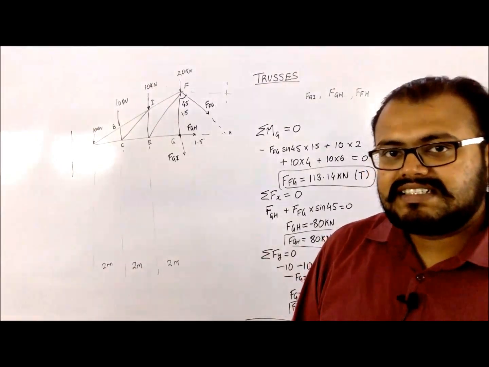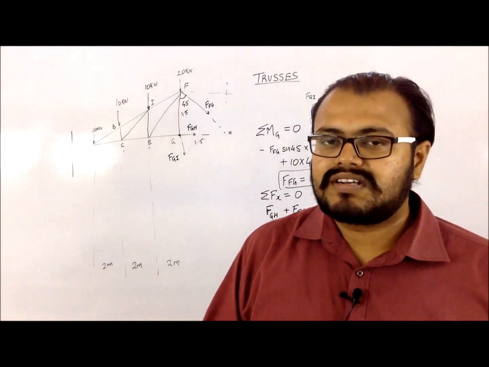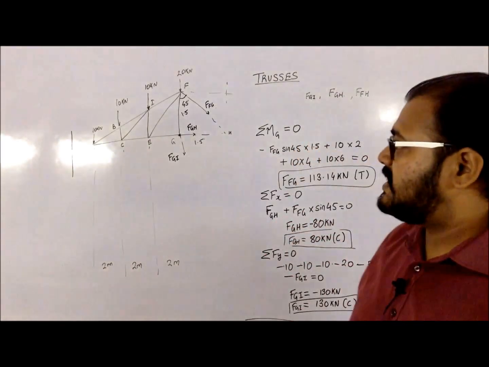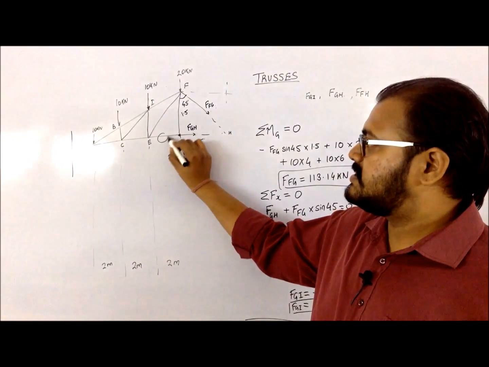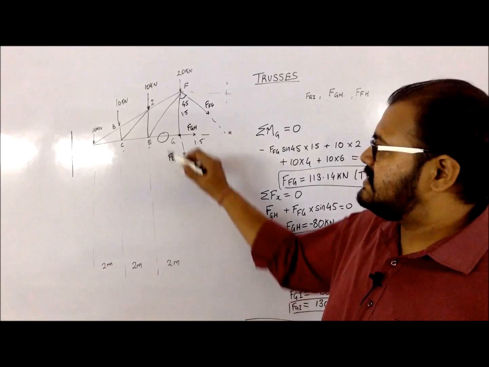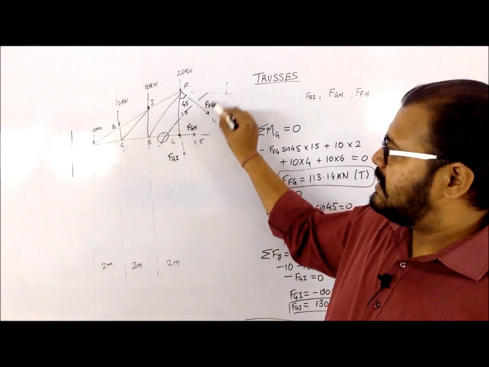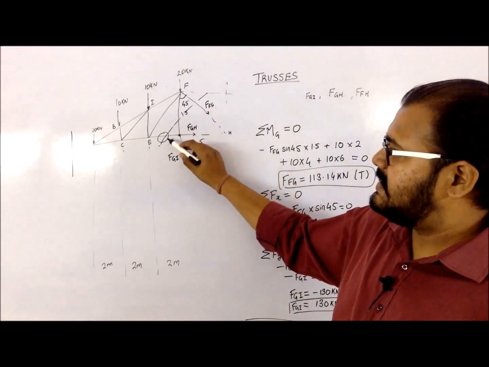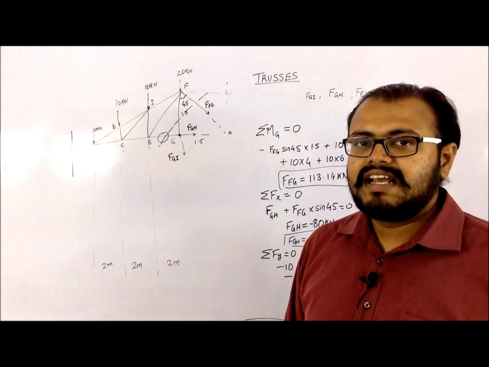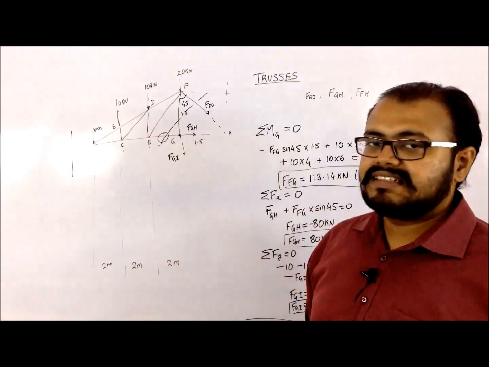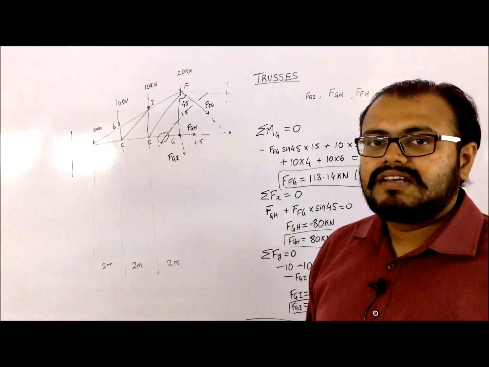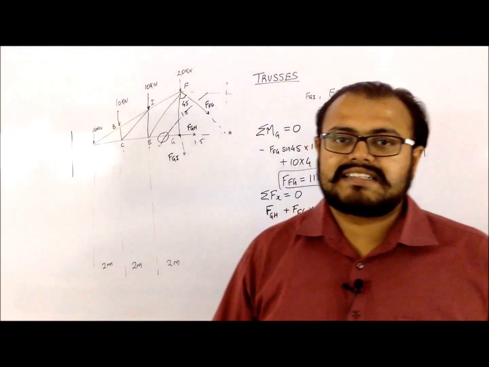Now the method of section can be repeated if there are more number of members which are unknown to us. Like it can be applied if they have asked also this particular member over here. So what I have to do is basically change the section from over here till here. So again it will have a 3-member cutting because of this section, and it is also separating the truss into two parts. So this is how you can go and apply the section method.